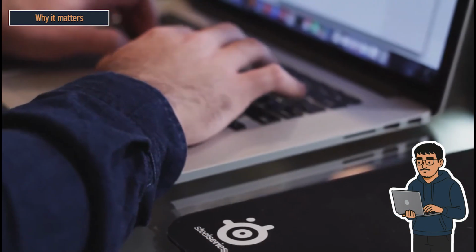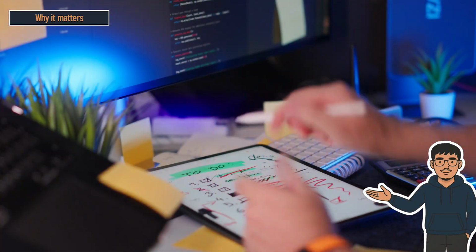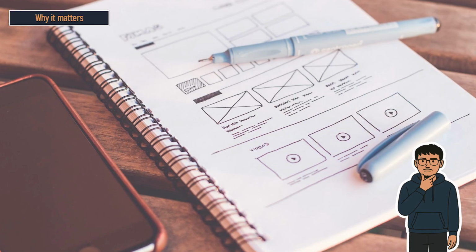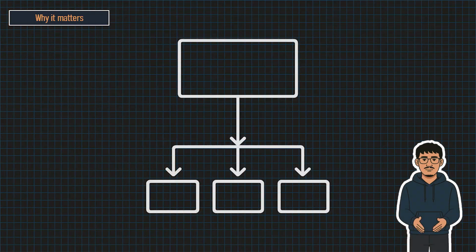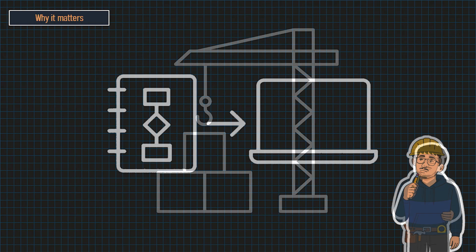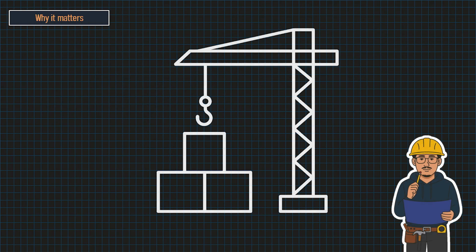So why does it matter? When you start programming, you're really just turning algorithms into code. Knowing how to design and improve algorithms helps you to break down problems into clear logical steps, plan your code before you write it, and build solutions that are efficient and reliable.